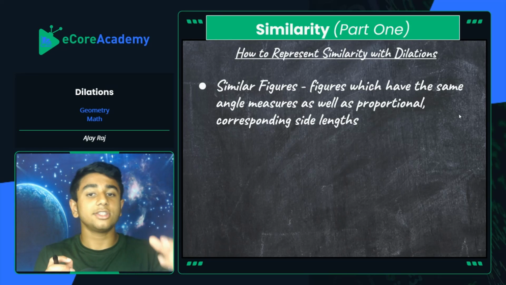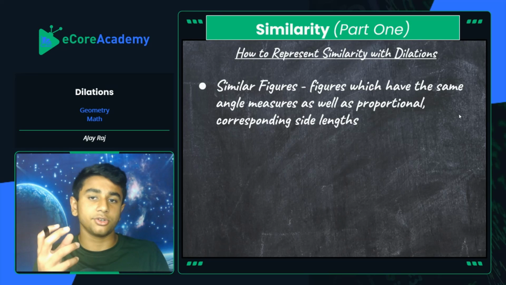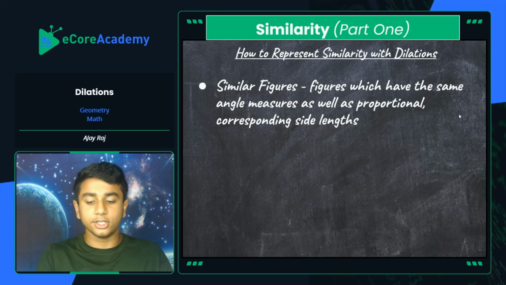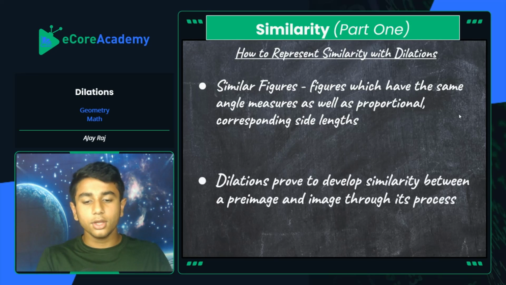With having the same shape, they would have the same exact angle measures. Say, for example, a triangle: they would have the same 3 angle measures, and they would have proportional side lengths, meaning all of the side lengths divided correspondingly between the pre-image and image will have the same exact proportion ratio. So dilations prove to develop similarity between a pre-image and image through their process.